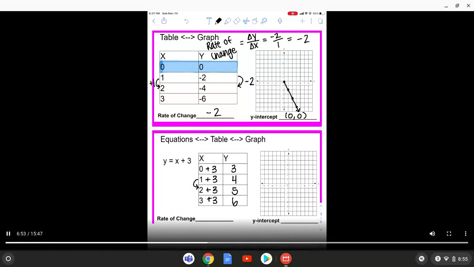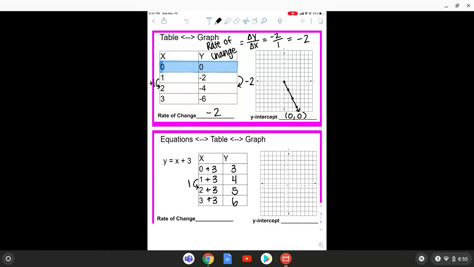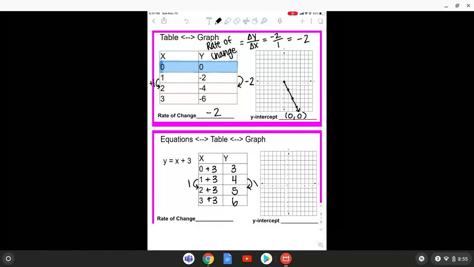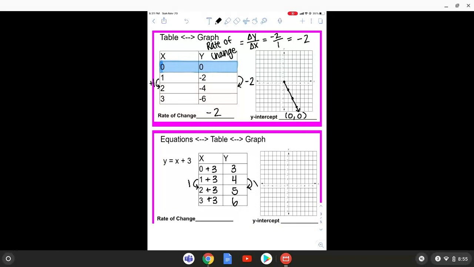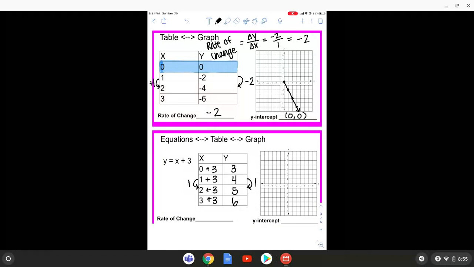So we're going to do the same thing for rate of change. I see x is increasing by 1 each time, and y is also increasing by 1 each time. So I'm going to do my change in y over my change in x. And I'm going to see that my rate of change, or my slope, is equal to 1 over 1, which is 1.